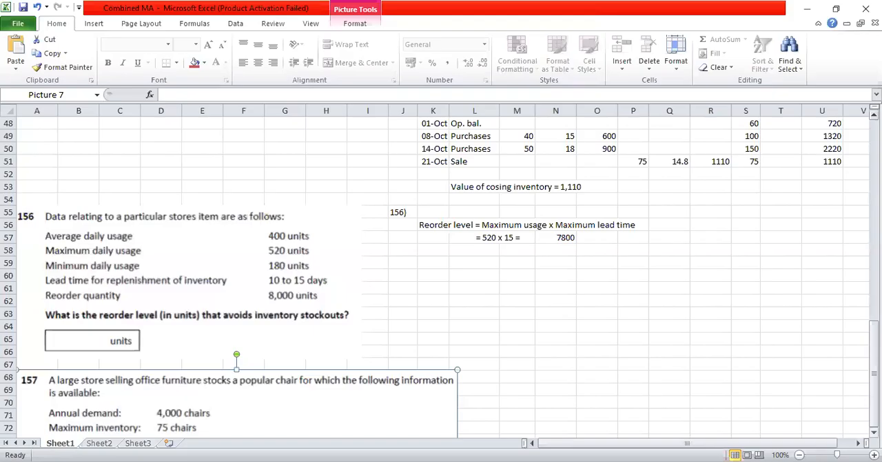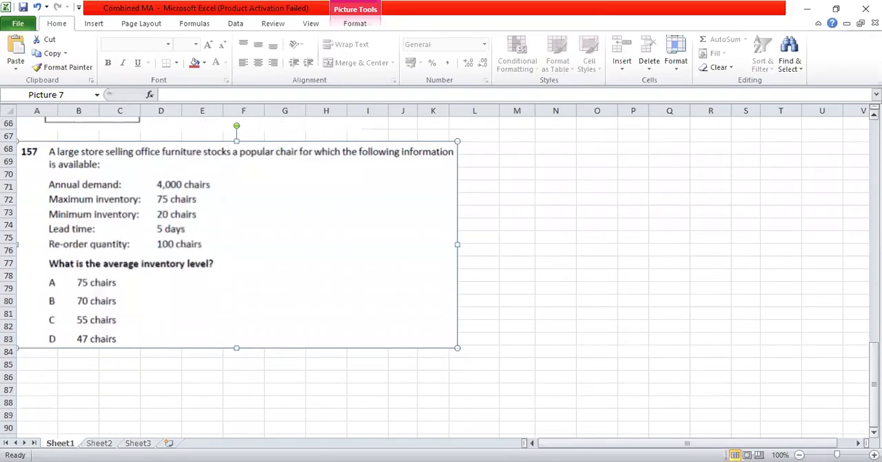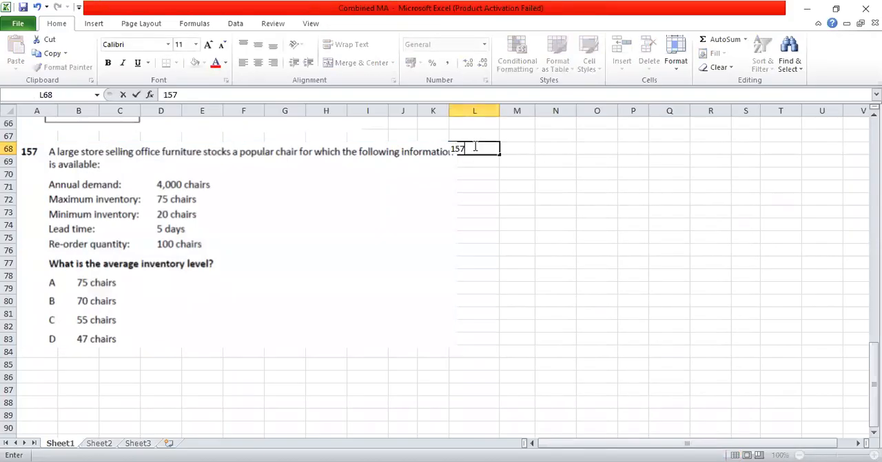Question number 157 on the screen. A large store selling office furniture stocks a popular chair for which the following information is available. Annual demand is given, maximum inventory is given, minimum inventory, lead time, reorder quantity. What's the average inventory level? There is a formula for average inventory level. Please make a note of it.